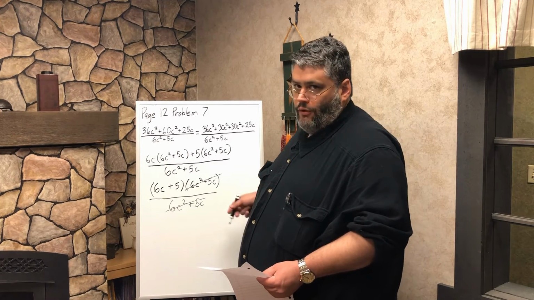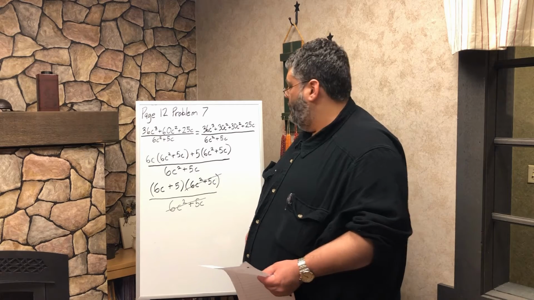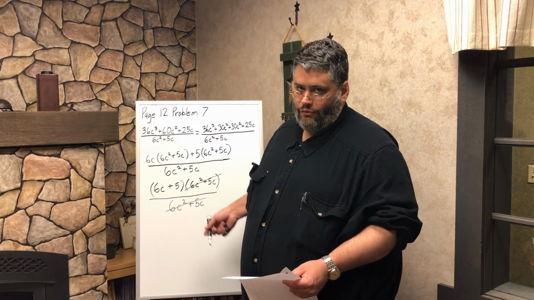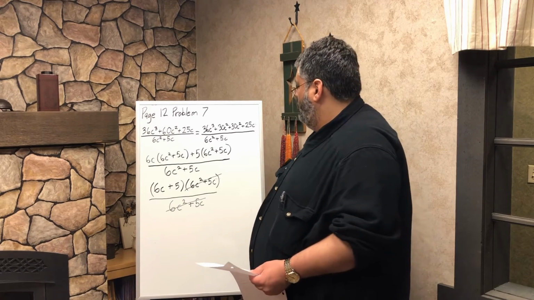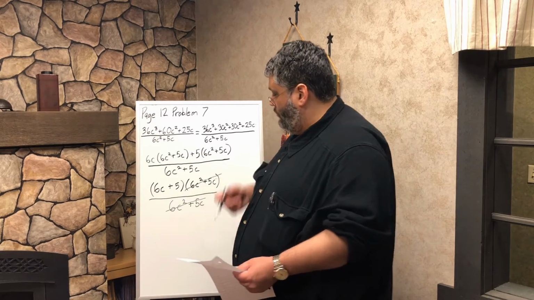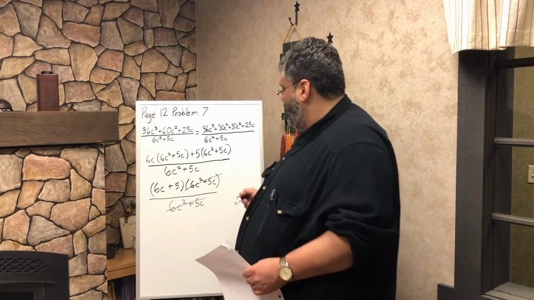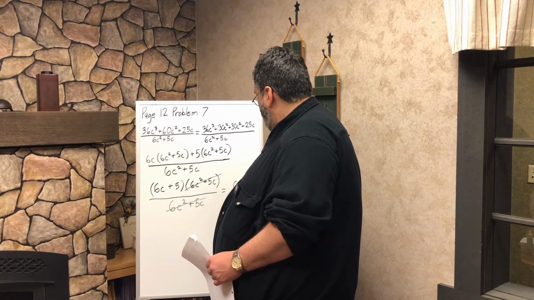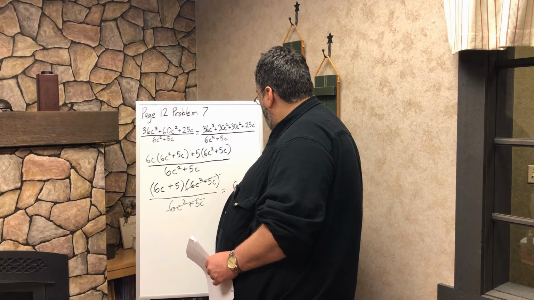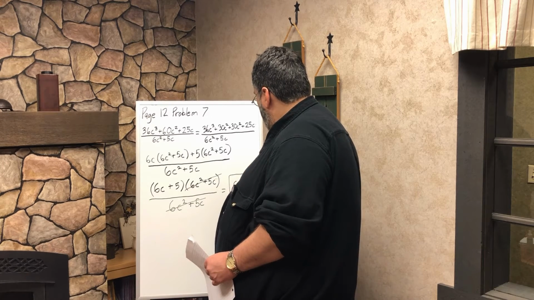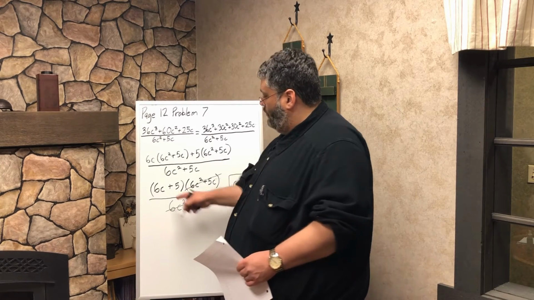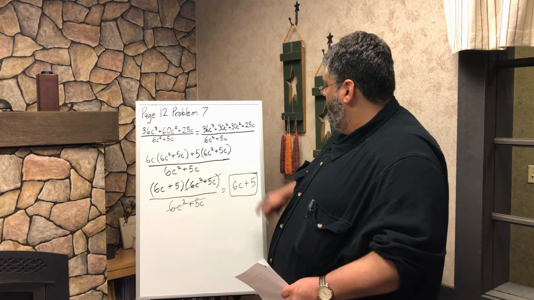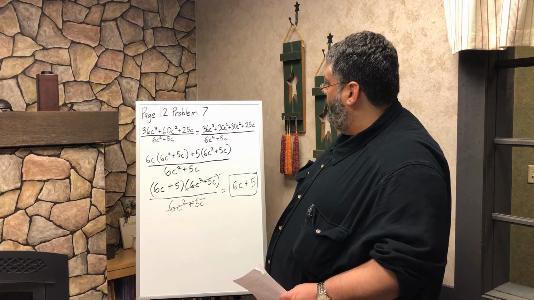So like 7 divided by 7 is 1. X squared divided by x squared is 1. So now the answer here is going to be 6c plus 5, because that is 6c plus 5 over 1, which is 6c plus 5.